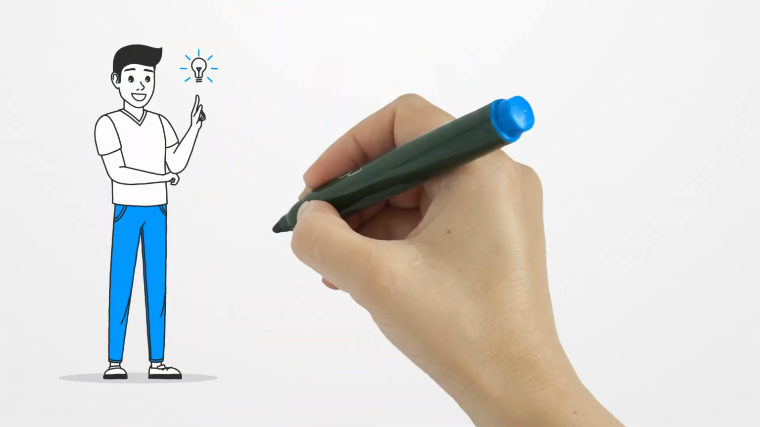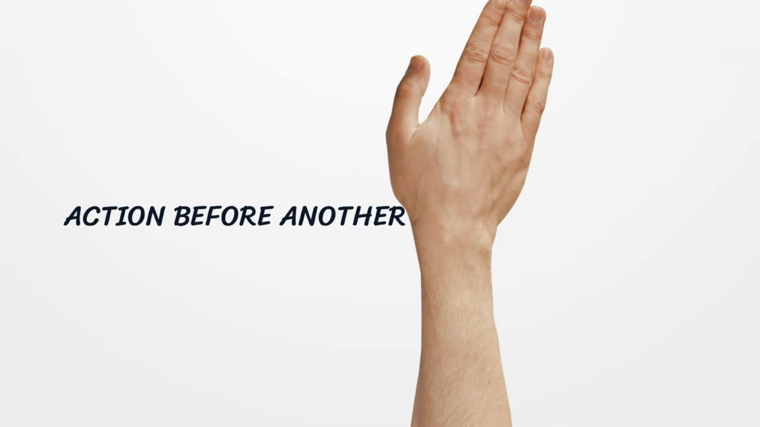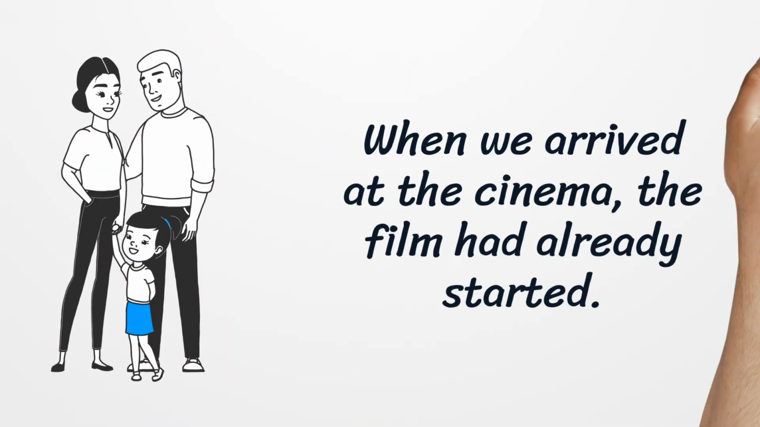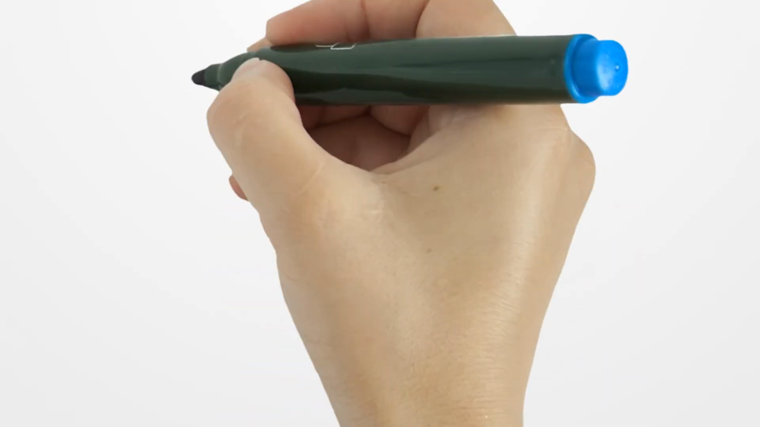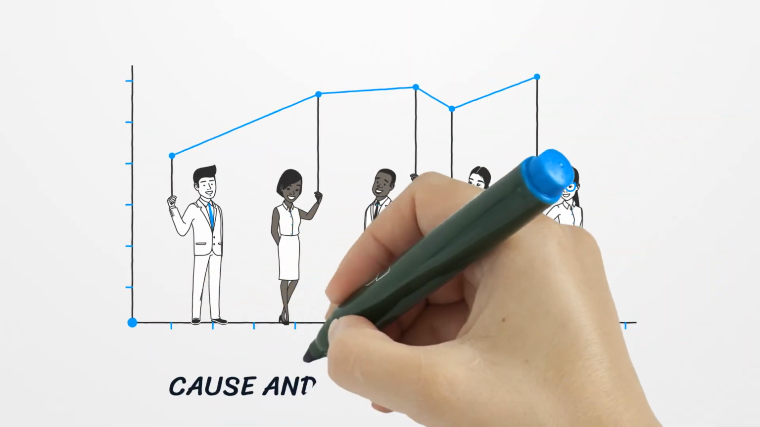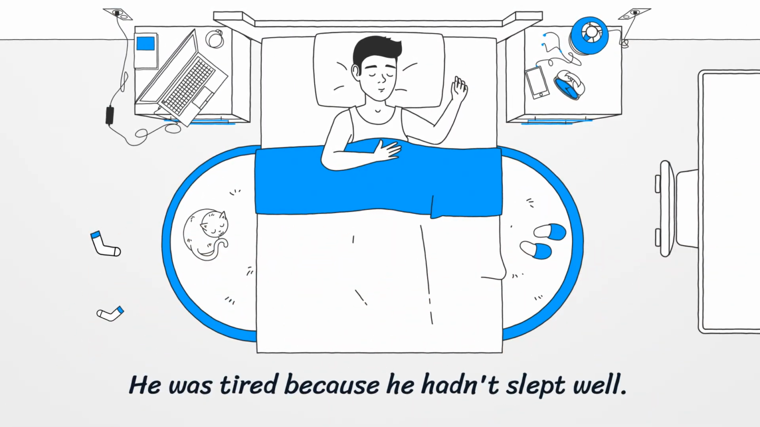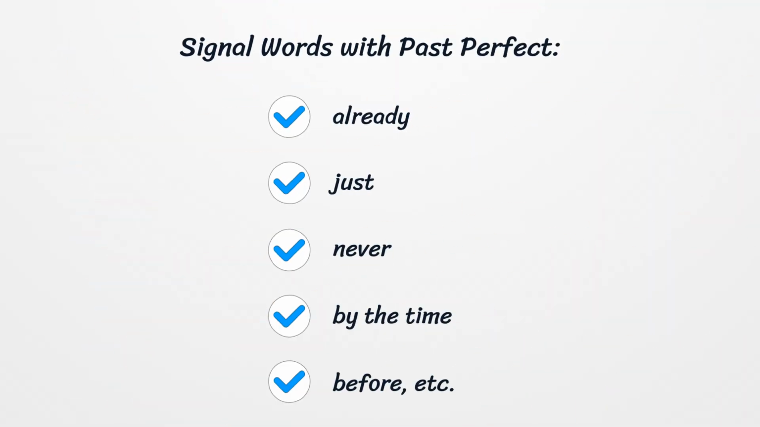We use past perfect to describe the earlier of 2 actions, to show which action happened before another in the past. For example, when we arrived at the cinema, the film had already started. First, the film started. Second, we arrived. In addition, we use the past perfect tense to show cause and effect in the past. For instance, he was tired because he hadn't slept well. We often use signal words like already, just, never, by the time, after, before with past perfect.